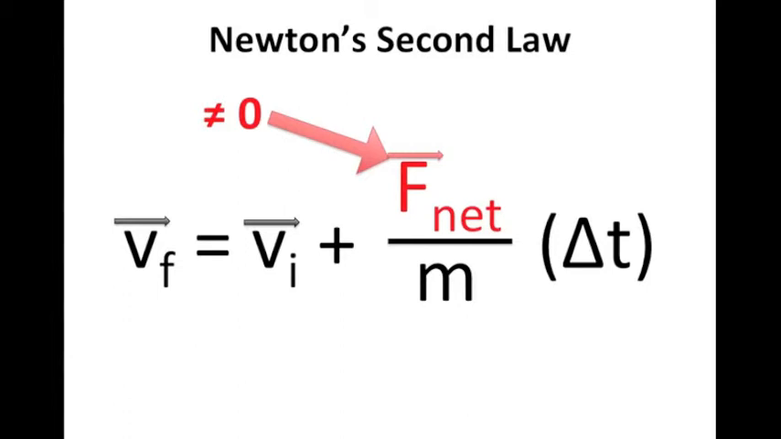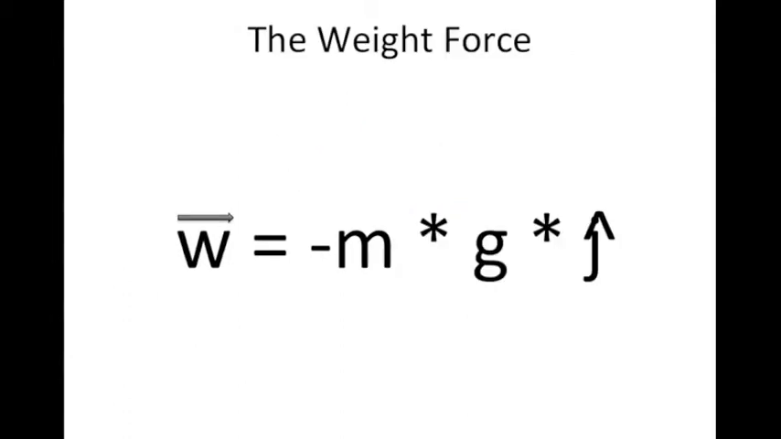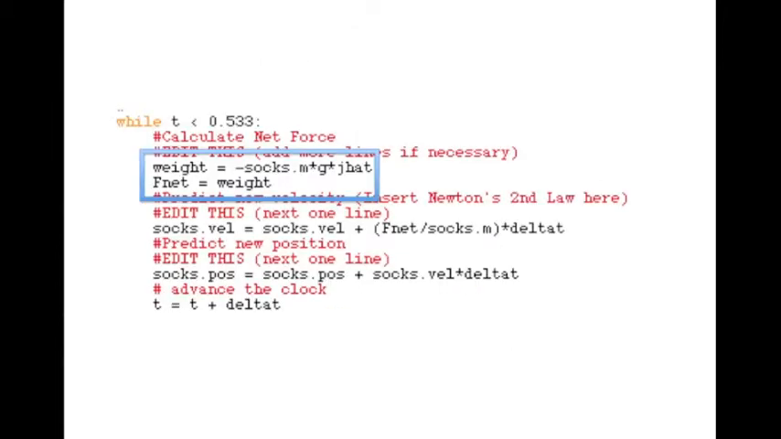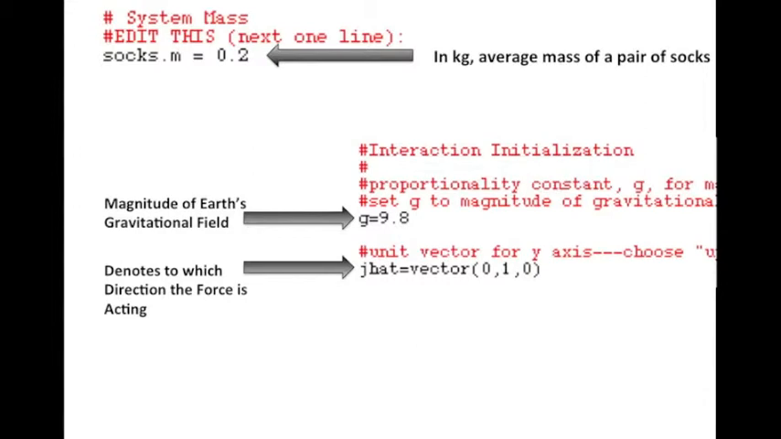The first model that was designed considered the weight force to be the only significant force acting on the falling socks to determine its velocity, meaning our net force would be equal to the weight force, which is equal to negative mass of the socks times constant g times j hat. Earlier in the code, the mass of the socks was set equal to 0.2 kilograms, which is a rough estimation of the mass of a typical pair of socks. g, a known constant, was defined as being equal to 9.8 meters per second squared, and j hat was defined as being equal to a unit vector on the y-axis.